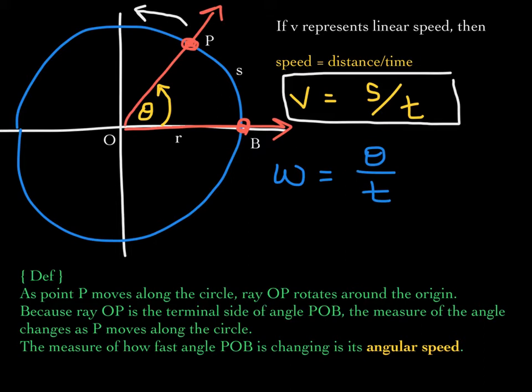All right, let's box this. This is a formula that you're going to want to be very, very familiar with, all right? So you've got a formula for linear speed, which is the speed at which point P is changing, and you've got a formula for angular speed, for how fast the measure of angle POB is changing.